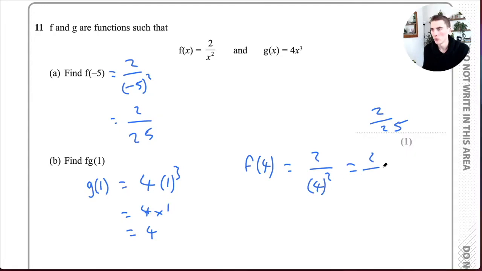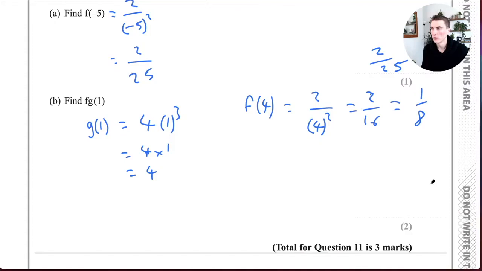which is 2 over 16. So we divide top and bottom to get 1 over 8. That's it. So fg of 1 is 1 over 8. And that's it.